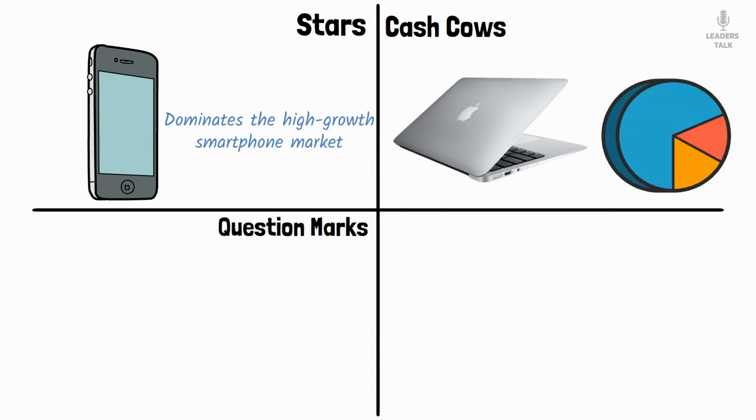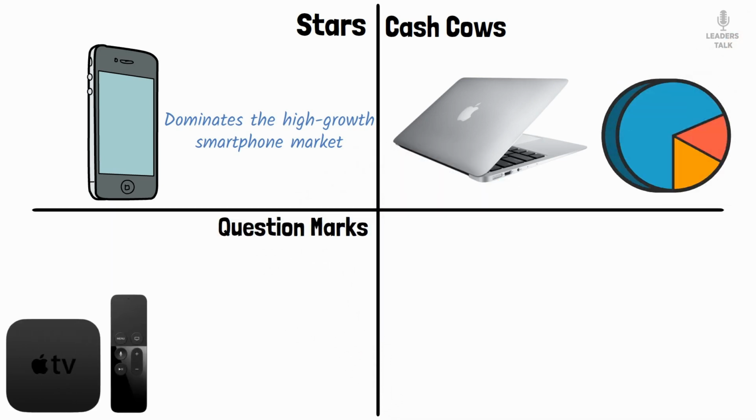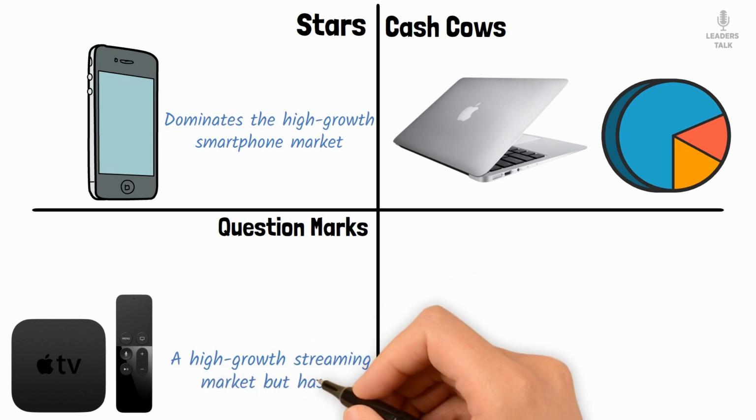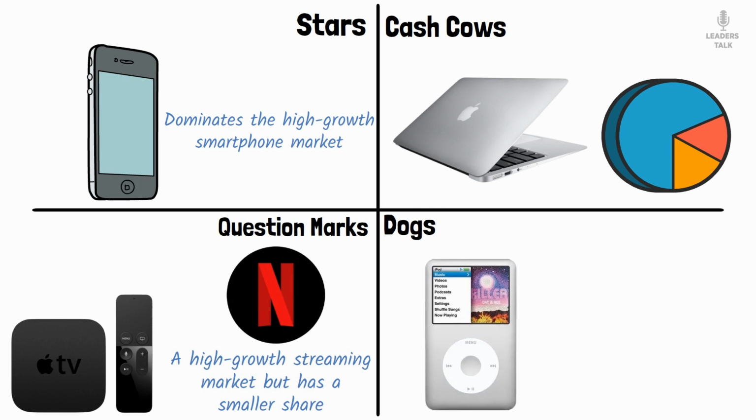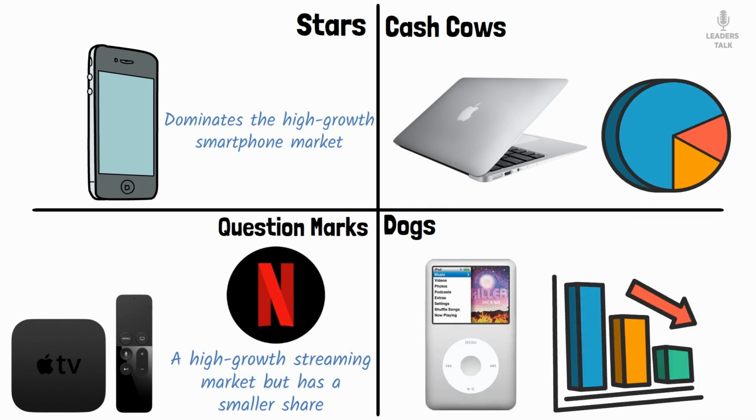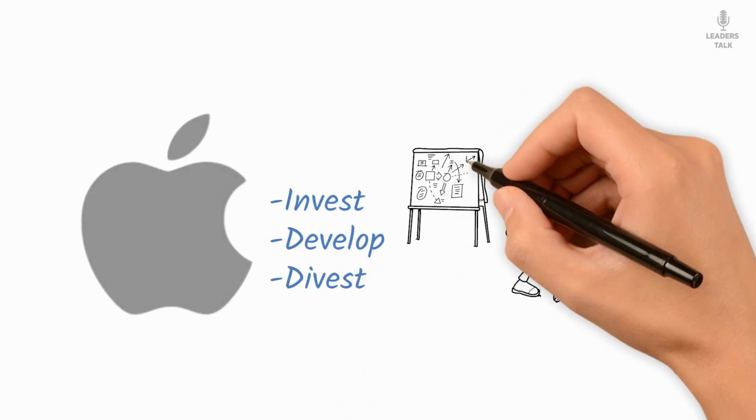Question marks: Apple TV Plus, which is in a high-growth streaming market, but has a smaller share compared to giants like Netflix. Dogs: the iPod, which is in a declining market with very low sales and market share. The BCG matrix helps Apple decide where to invest, develop, or divest, contributing to its overall strategy.